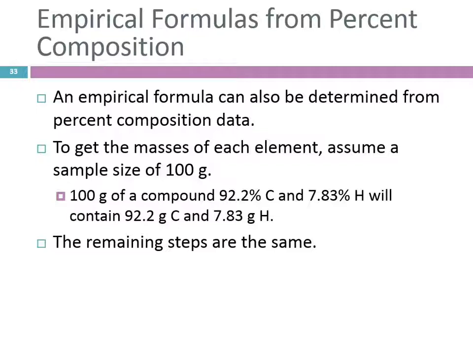Let's look at this one. Sometimes they give you percent composition instead of masses. And so this is just another, I guess you could say, a trick or a hack. Like they say, 92.2% carbon, 7.83% hydrogen. Well, let's say that we have 100 grams. What would the mass of carbon be? If you choose a sample size of 100 grams, then the masses are equal to the percentages, because 92.2% of 100 grams is 92.2 grams.